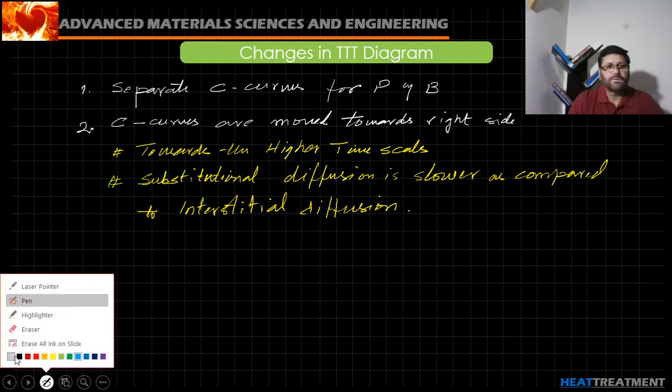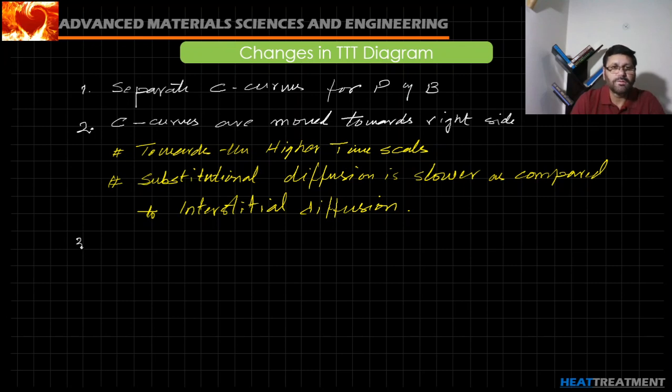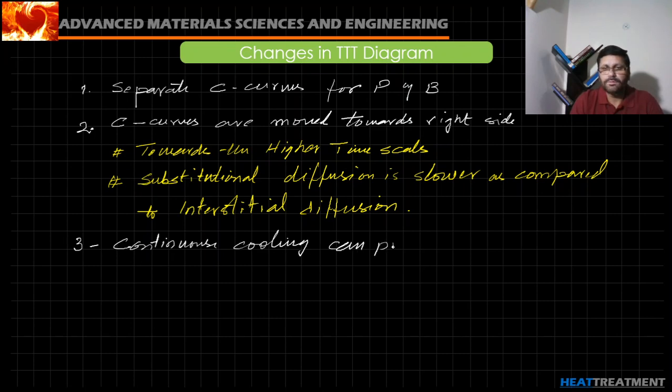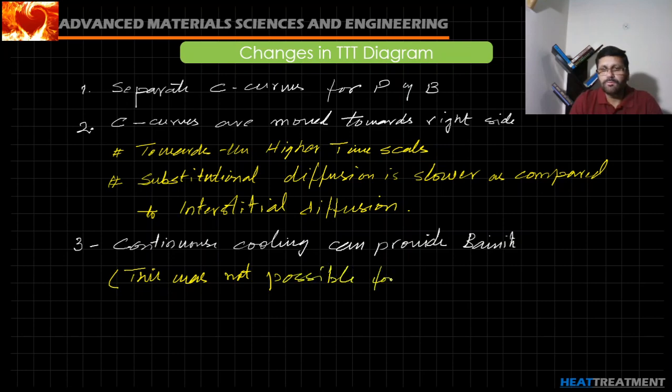So the third significant effect we can write as: continuous cooling can provide bainite, and this was not possible for the case of plain carbon steel.